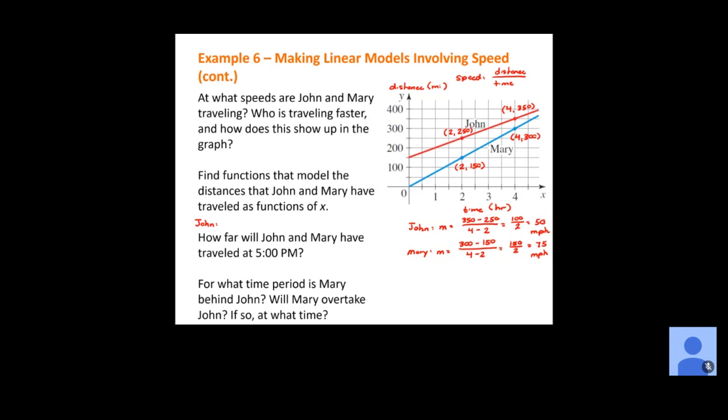So in this case, I'm going to call this d of x, right? Since we're saying that our y value is going to represent a distance. And we're going to start with the slope. So that's going to be 50 times x. And then we're going to add the y-intercept. In this case, John's y-intercept right here on our graph is going to be 150. And that makes sense because if you recall in the previous slide, we said that John starts 150 miles from the starting location, right, at noon. So he's already 150 miles away.